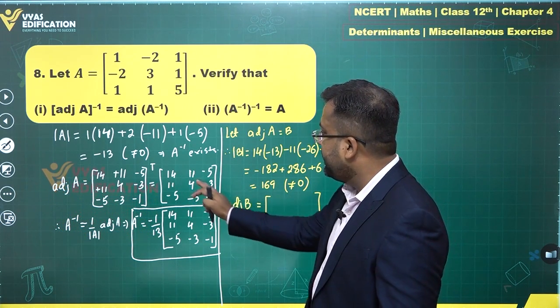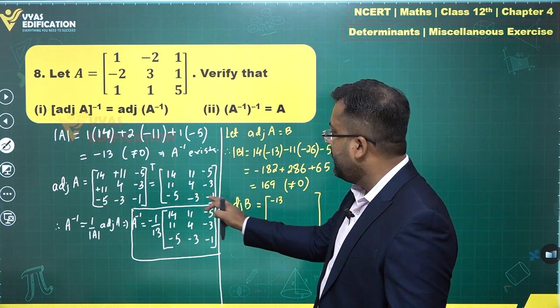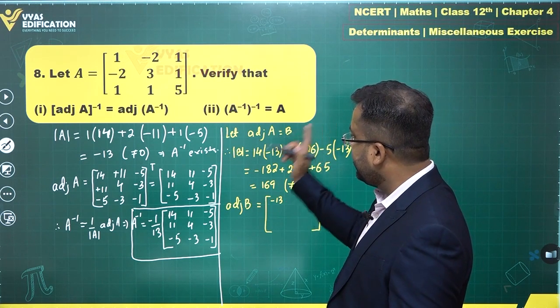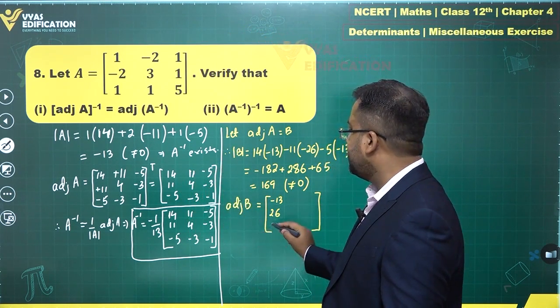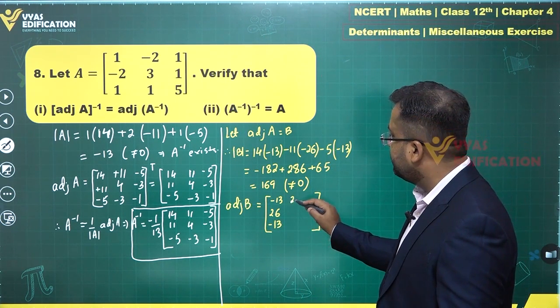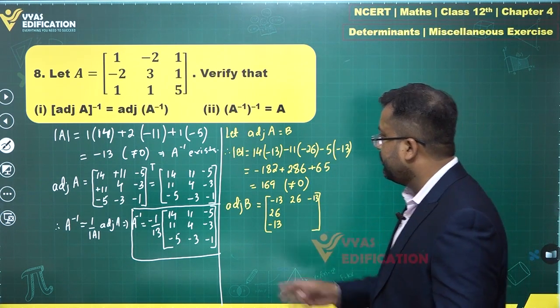For 14, you have minus 4 minus 9, which is minus 13. For 11, you have minus 11 minus 15, which is minus 26, but an extra minus will make it 26. For minus 5, you have minus 33 plus 20, which is just minus 13. Right? And similar values will be found over here. This is 26, this is minus 13. Right? That's the adjoint of B.